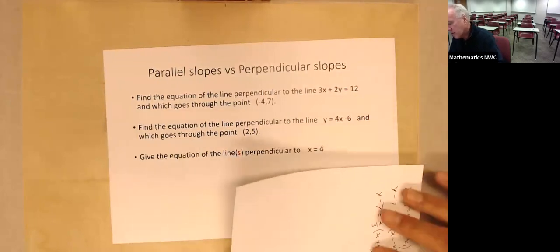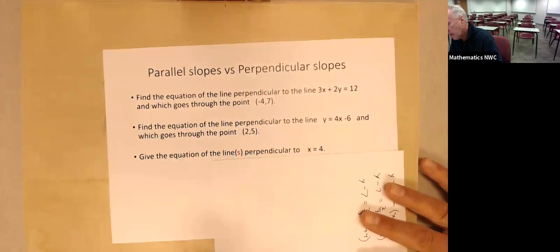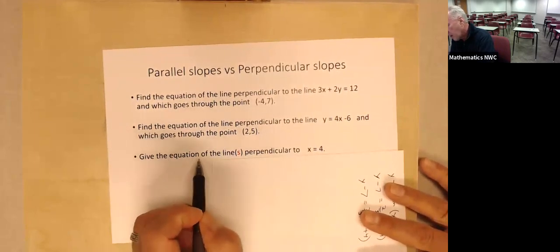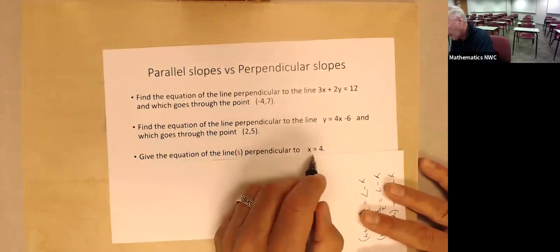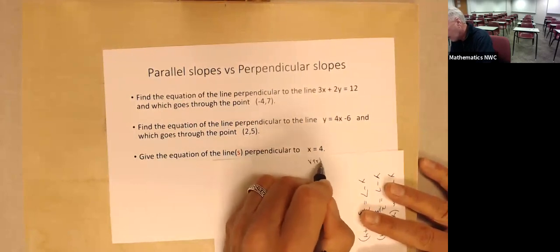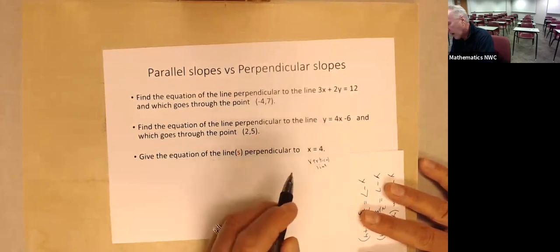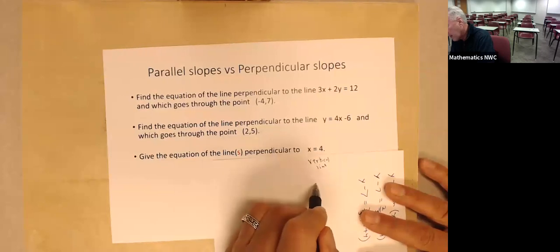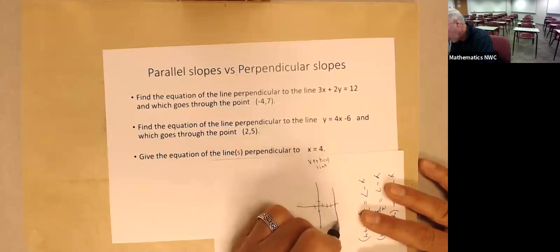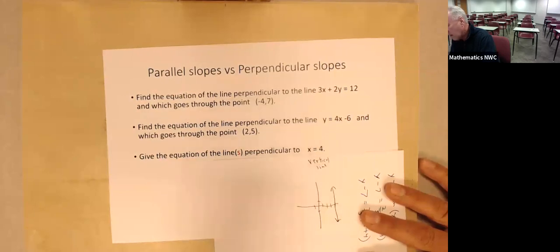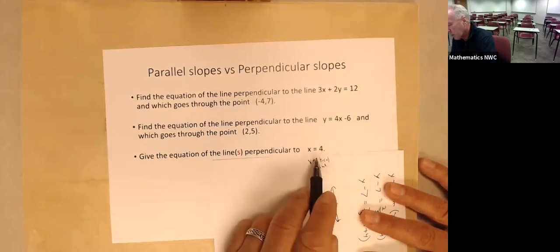This one is a straight answer. Give the equation of the line or lines perpendicular to x equal to 4. X equal to 4 was a vertical line. That would mean that it was 4 units to the right. That would be my line for x equal to 4.